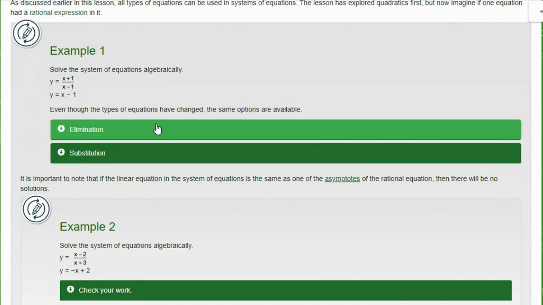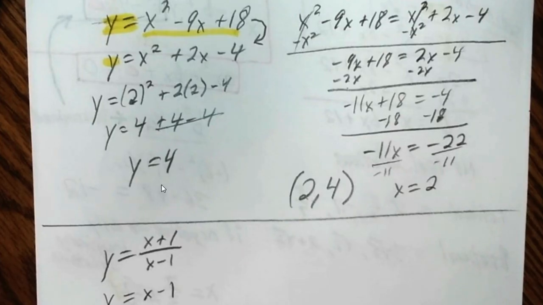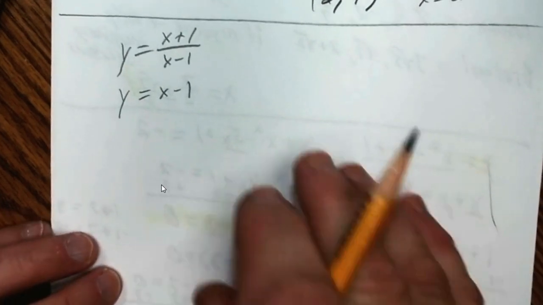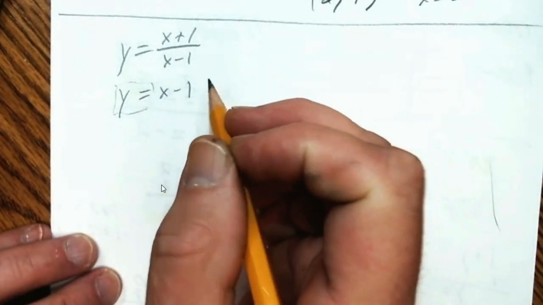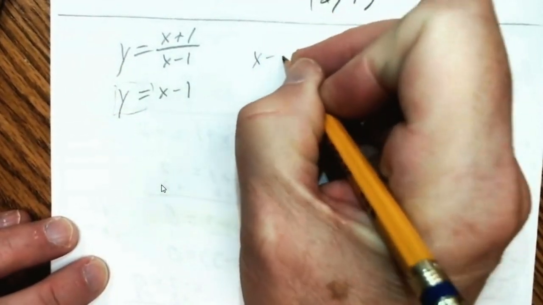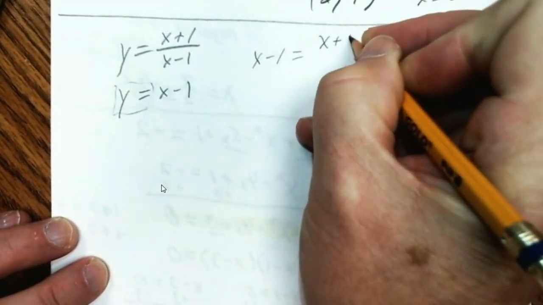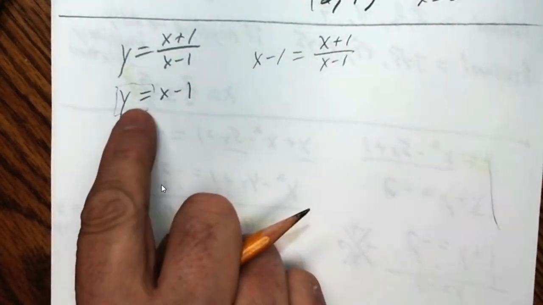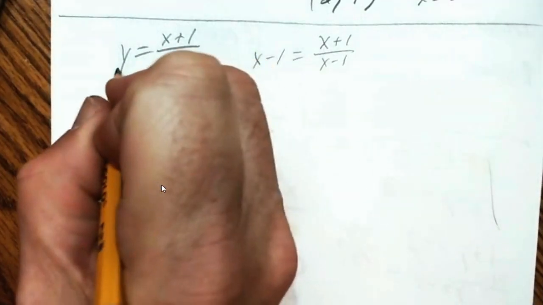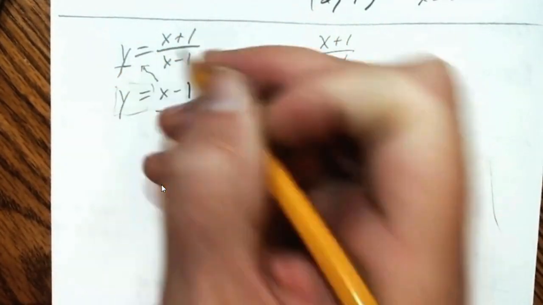So let's just take this first one here. Okay. Well, that looks interesting. I better sharpen the pencil on this one. You're thinking, okay, this has got to be a lot harder, right? Because it's got a fraction. But we know how to get rid of fractions pretty easy. So let's go ahead and start working this. Let's substitute again because we got y equals right here. So let's just substitute in there. So x minus 1 equals x plus 1 divided by x minus 1. So we use substitution. We substituted this in right there.